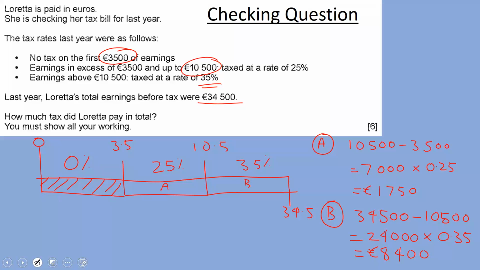So I'm starting to run out of space a little bit, so I'm just going to do the last part right at the top. So our total tax is going to be 8,400 plus 1,750. We're going to add those together, and we're going to end up with 10,150, not forgetting it's euros.